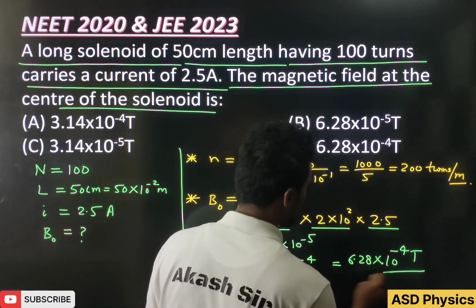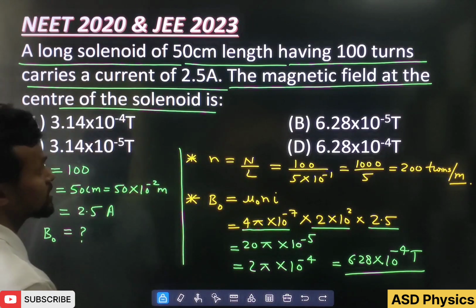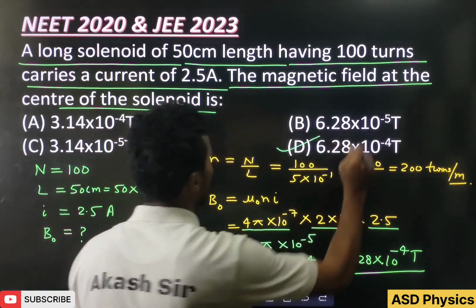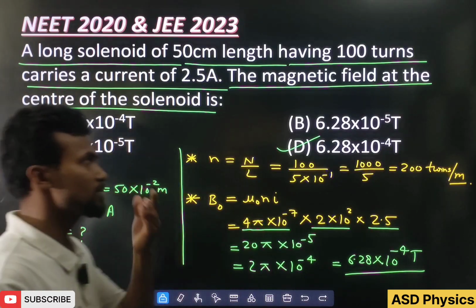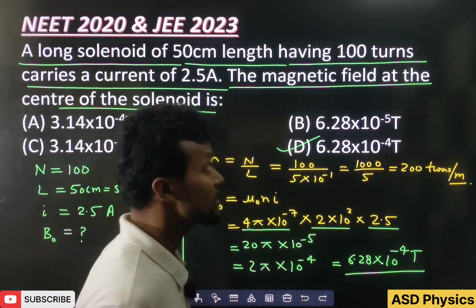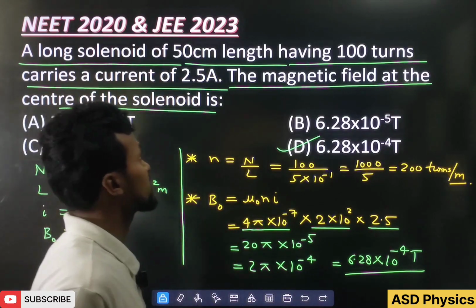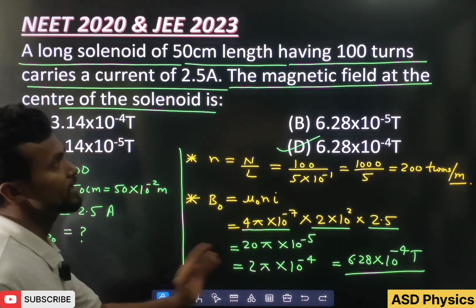The unit of the magnetic field is Tesla. So which option is matching here? You can see the correct option is D. Make sure that sometimes they give, as in this question, the length of the solenoid in centimeters, so we converted it.